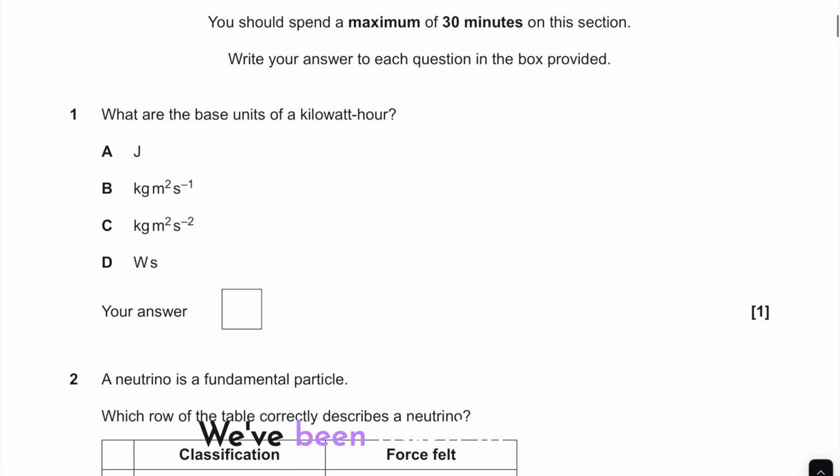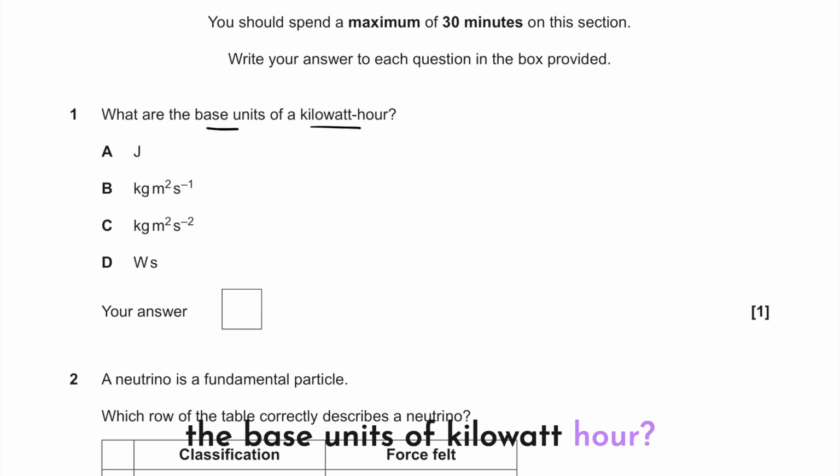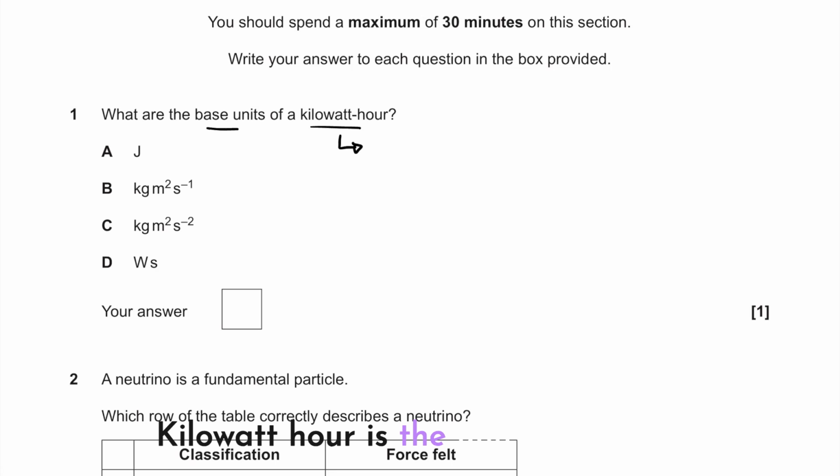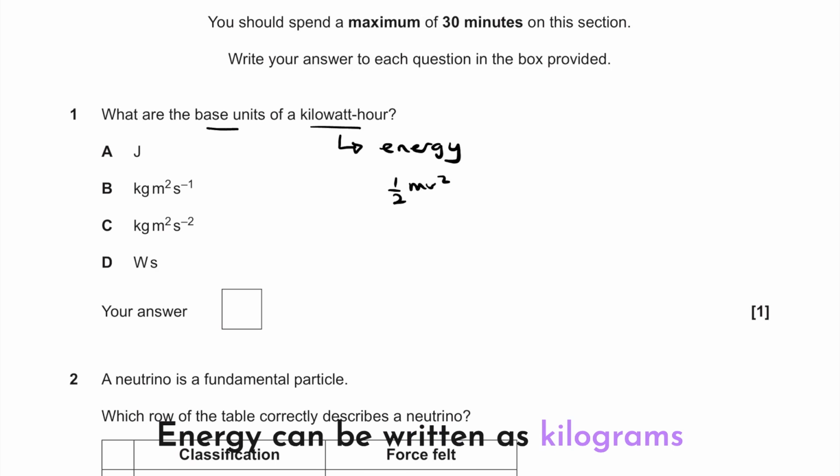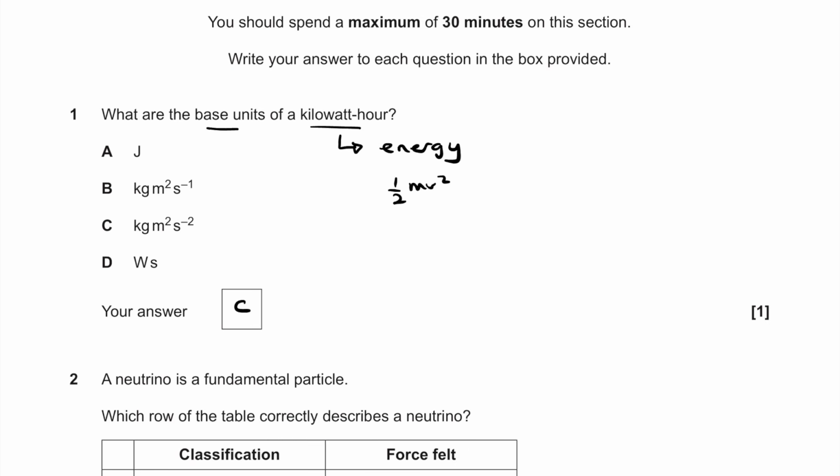We've been asked to work out the base units of kilowatt hour. Kilowatt hour is the unit for energy. Energy can be written as kilograms meter squared per second squared. So C is the answer.